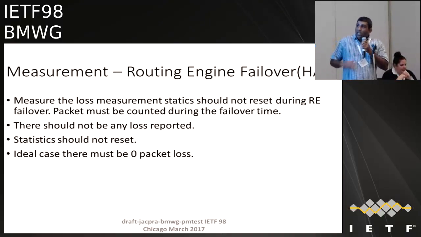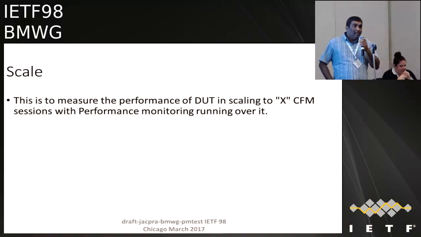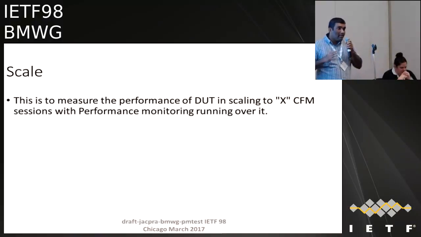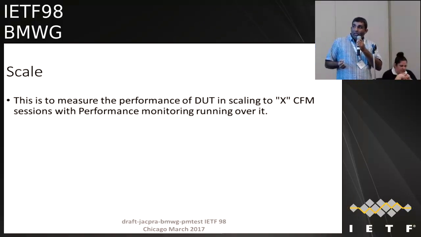So the scale is like we are scaling to X sessions, and we are running traffic, and performance monitoring probes will be running on it. During this it should not create any anomalies, because during the scale, all the counters should show the exact value. There should not be any spike. That's the expectation. So can we go to the next slide?